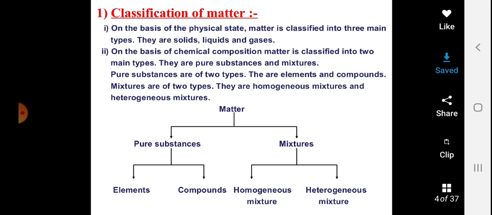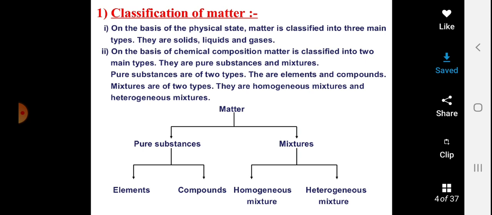On the basis of their physical property, matter is classified into three main types. They are solid, liquid and gas. About solid, liquid and gas and their properties, we have already discussed in chapter number 1 in my previous presentations. Now, here we will classify matter on the basis of chemical composition, into two main types. They are pure substances and mixtures.